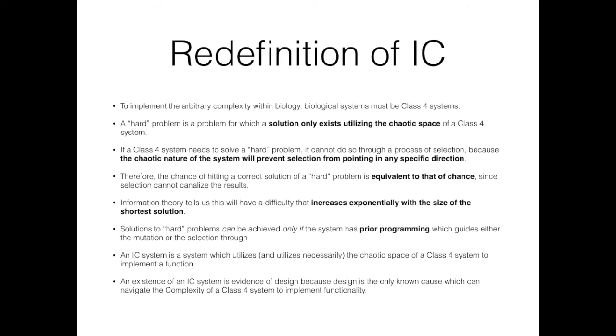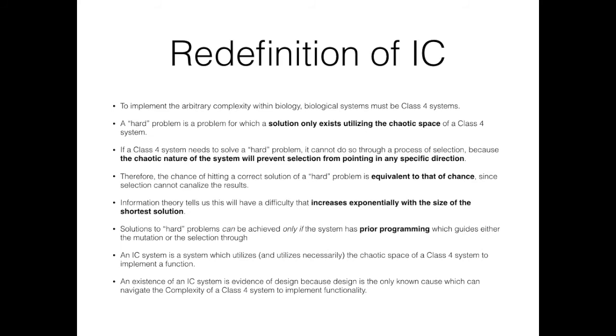And even Richard Dawkins will say that randomness cannot produce what we have. That's why Dawkins and those people are so adamant about selection, because everybody knows that you can't produce these things by chance. They have to be directed by something. And so what we're saying is that for the hard problems, the chance of hitting them is equivalent to chance, because you can't select them, because there's not a smooth path.